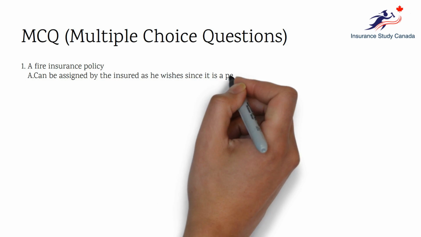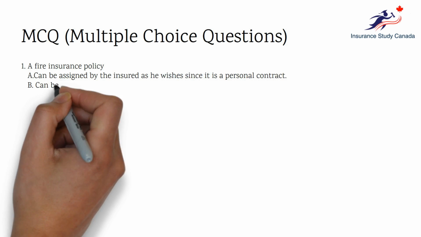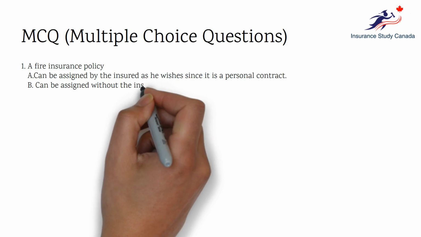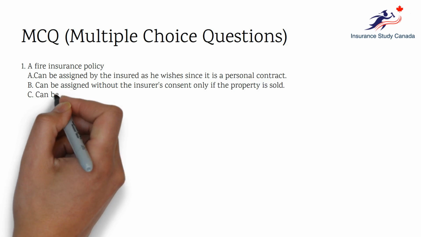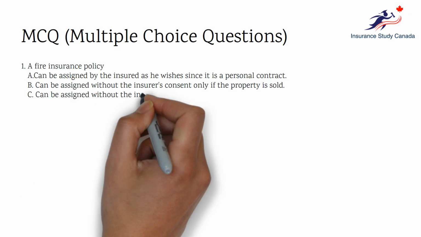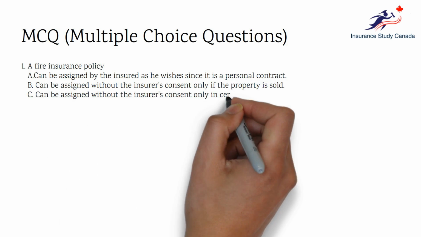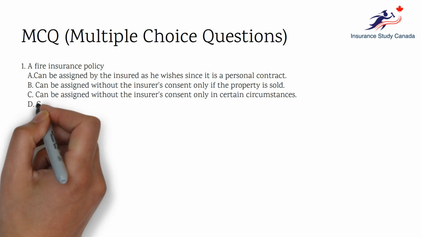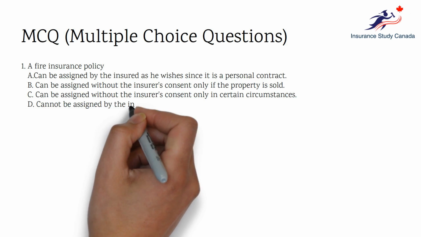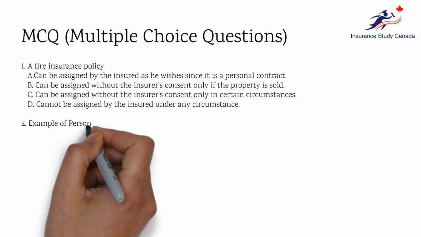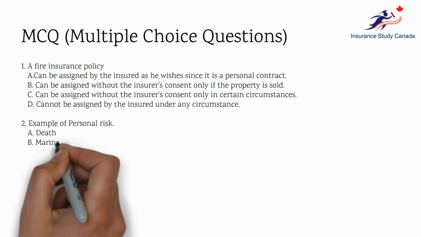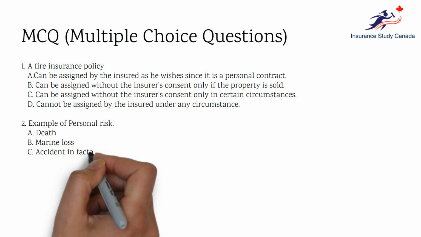First question: a fire insurance policy dash. Option A, can be assigned by the insured as wished since it is a personal contract. B, assigned without the insurer's consent only if the property is sold. C, can be assigned without the insurer's consent only in certain circumstances. D, cannot be assigned by the insured under any circumstances. You have to find the answer by yourself.